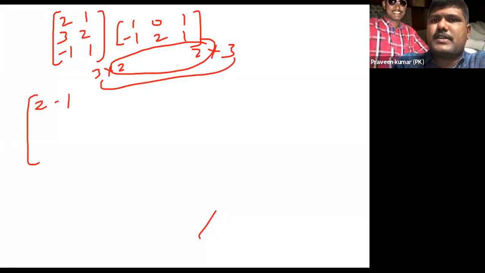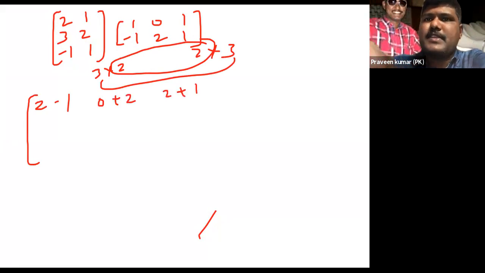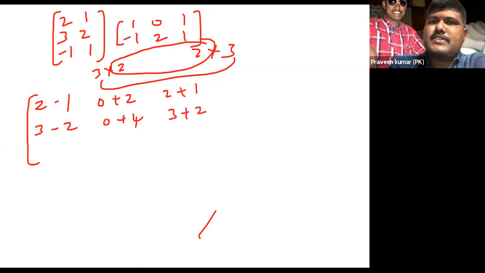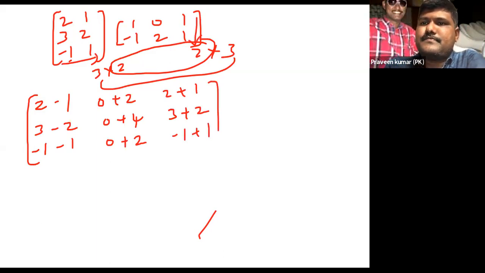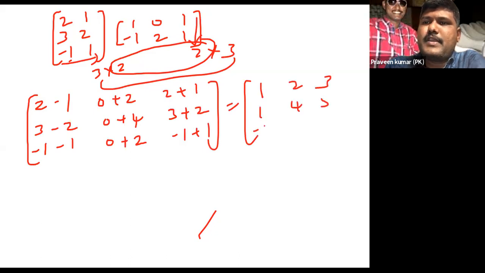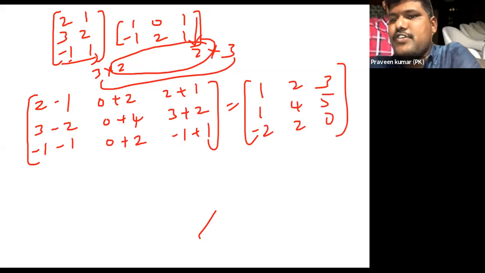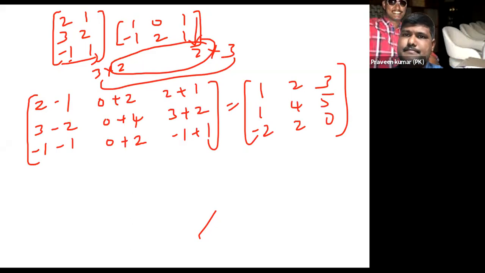2 ones are 2 minus 1. 2 0 0 plus 2. 2 ones are 2 plus 1. Correct to that. 3 ones are 3 minus 2, 2 is 0 plus 4. Correct to that. 3 ones are 3 plus 2 ones are 2. Minus 1 into 1 minus 1. Minus 1. Minus 1 into 0, 0, plus 1, 2 is 2. Third row into third column, like that we can think. Minus 1, plus 1. 2 minus 1, 1, 2, 3, 1, 4, 5. Minus 2, 2, 0. Correct now? You understood what I'm explaining?